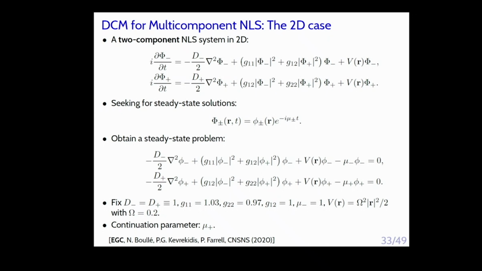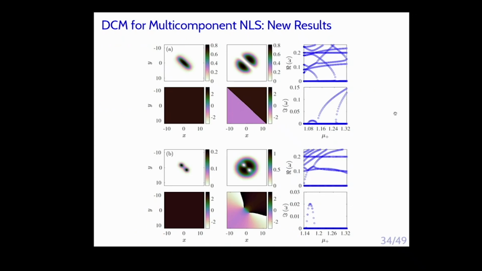So same setup, you separate variables in space and time. You now have 2 chemical potentials. You fix the mu minus, which is the chemical potential of the first component, and you use mu plus as your continuation parameter. Okay, so some solutions here. This is a bright soliton and a stripe, a dark-bright bound mode, if you like.